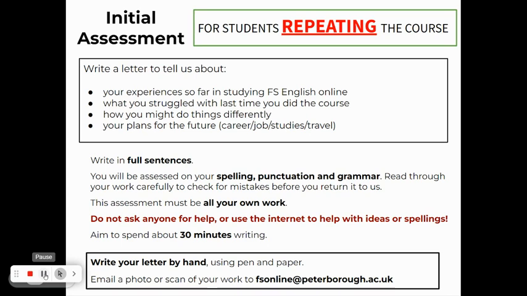Right, so as I said, for students who have done the course already, you are going to now complete a different initial assessment. And you're also going to write a letter to us, but you're going to tell us about your experiences so far in studying FS English online, what you struggled with the last time that you did the course, how you might do things differently this time, and any plans that you have for the future, your career, job, studies, and travel. And you're going to follow the exact same instructions as were on the slide for the new students. So if anything is unclear here, please just make sure to email us at FS Online with any questions you might have.